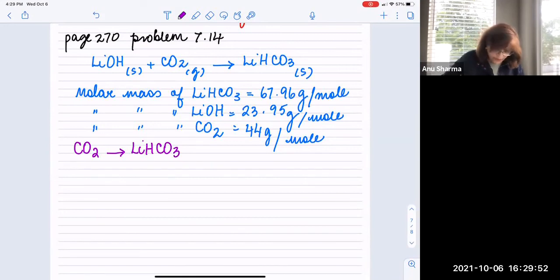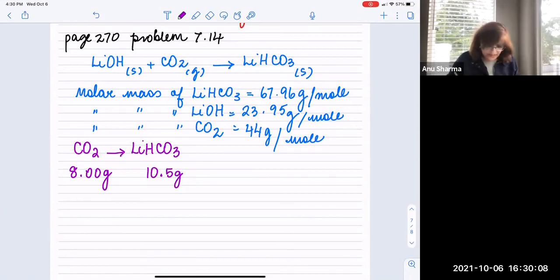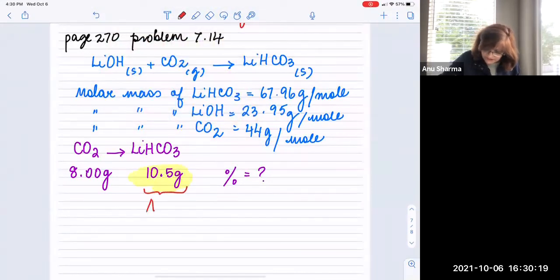So you are saying that if you are given 8.00 grams of CO2 and it is producing 10.5 grams of lithium bicarbonate, then find the percentage yield. Here's a very important piece. This piece that is given to you is the actual yield. They are not saying it, but that is what it is.